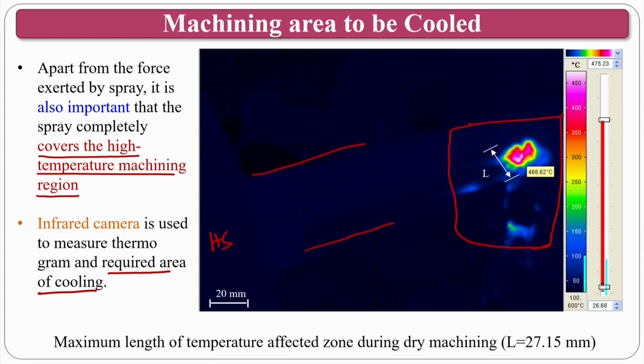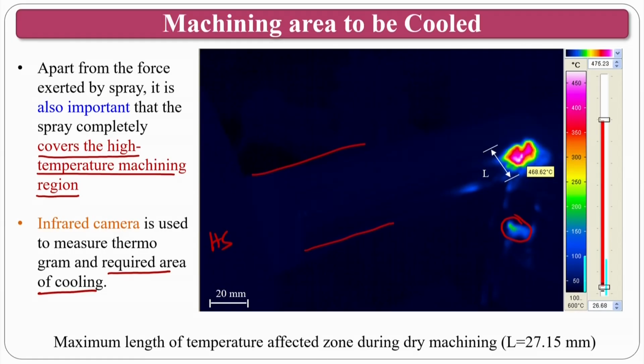Let me erase this particular section so that I can explain in detail. This is where the chip is jumping from the machining region, and this is the machining region. The machining region is elliptical, which is also evident from the first picture of this class where you saw the sticking and sliding region. We want to cool this chip tool interface, which is also proved by this thermographic image, where you have an elliptical shape. This region one has to cool.